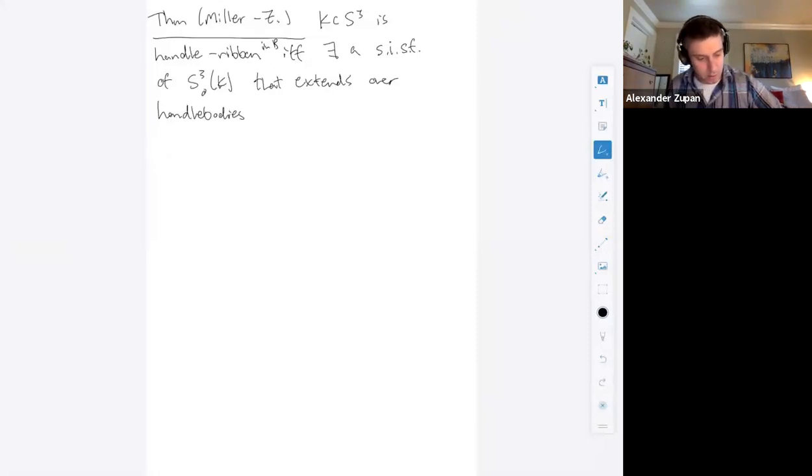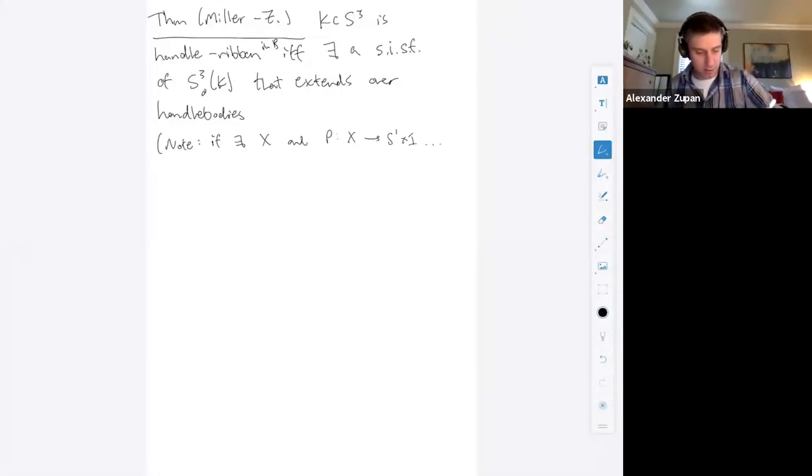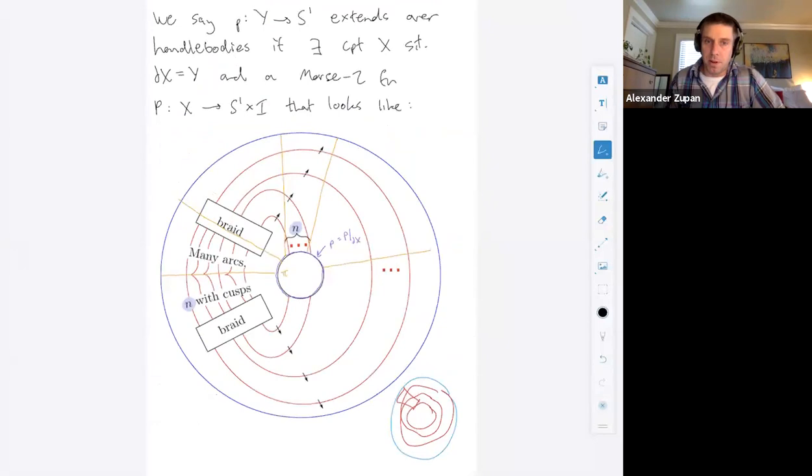Note, if this is true, if there exists this X and capital P, then there's this 4 ball B sub P, which is equal to S3 cross I union a 2 handle along K, and then I glue on X. This is a homotopy 4 ball. And being a homotopy 4 ball is baked into the definition. This is why I had to require that the number of cusps is the same as the number of critical points here. Otherwise, this thing wouldn't have the right Euler characteristic.